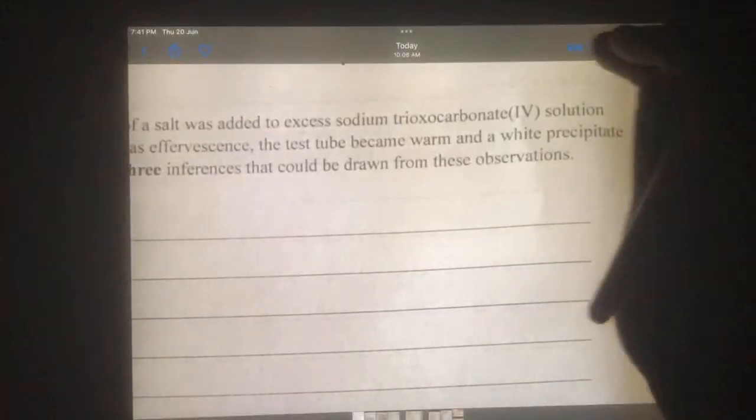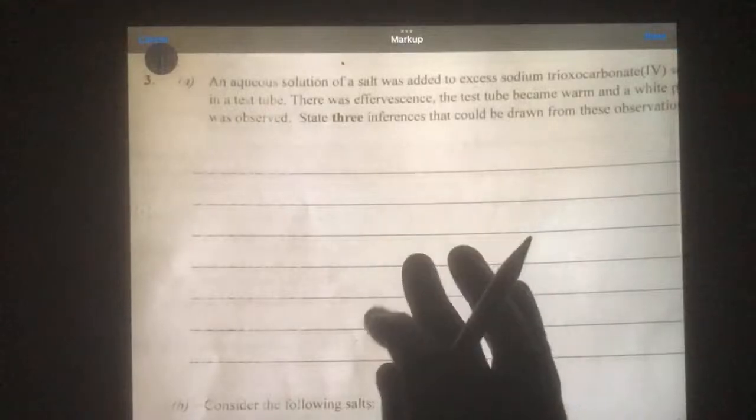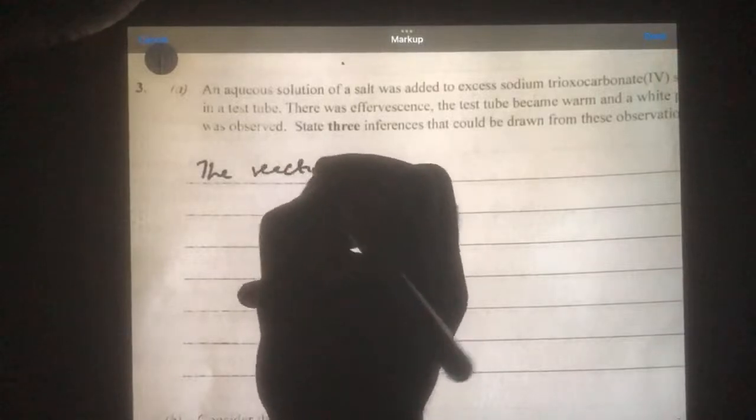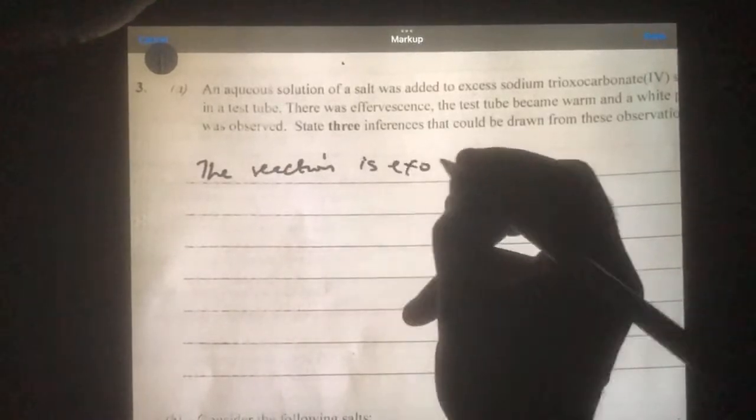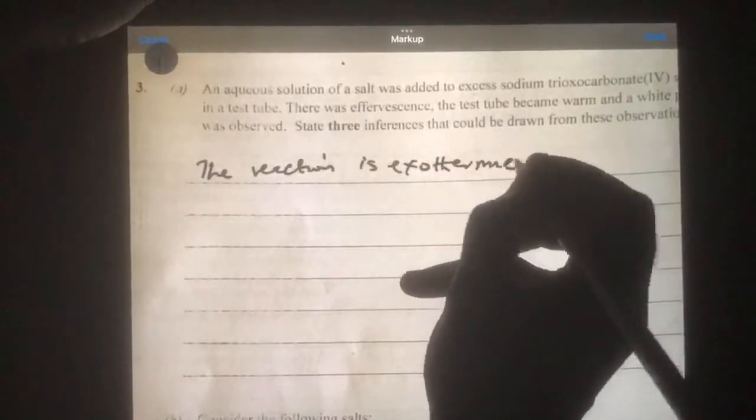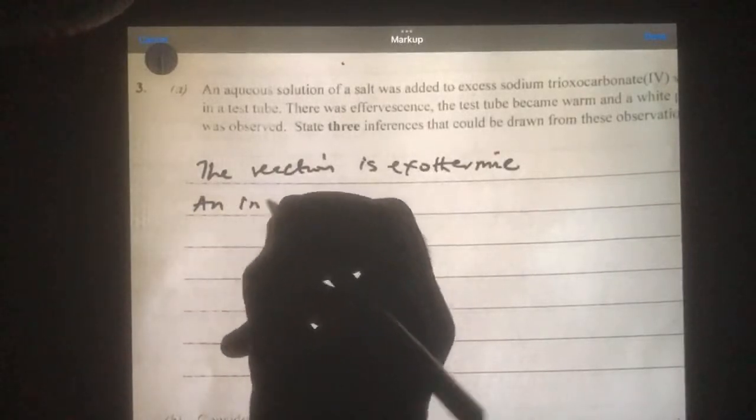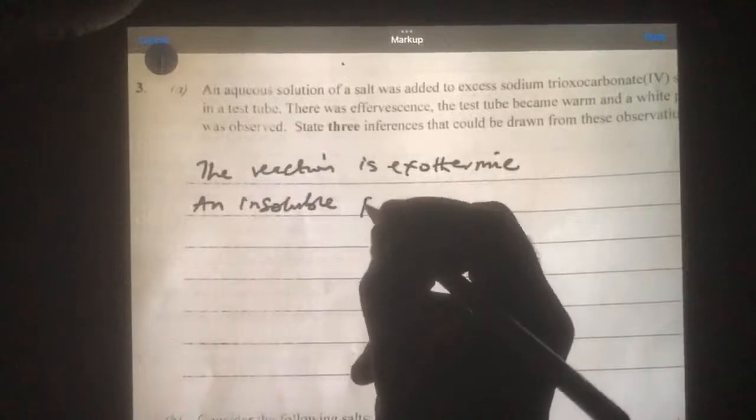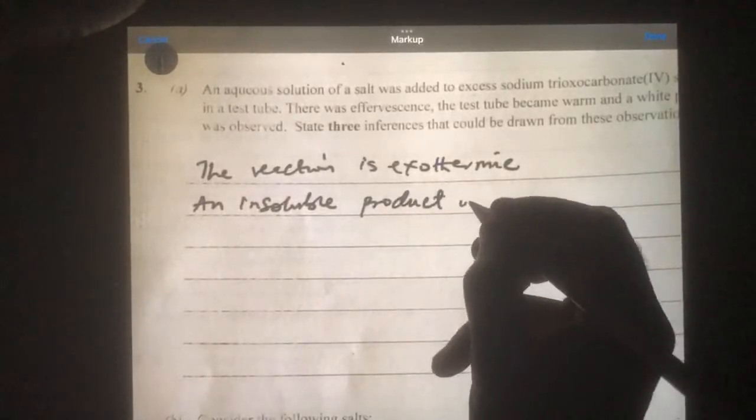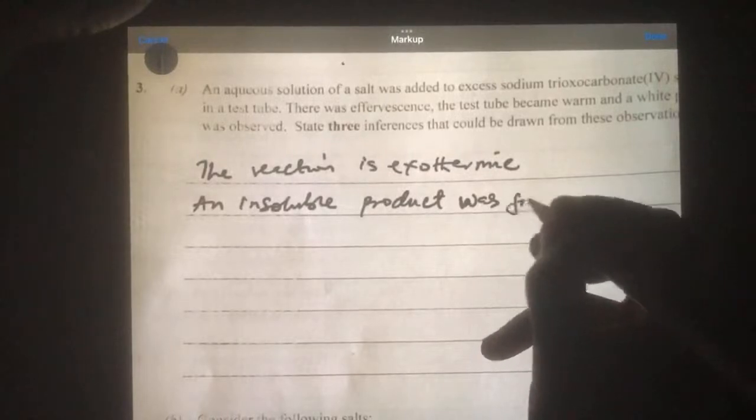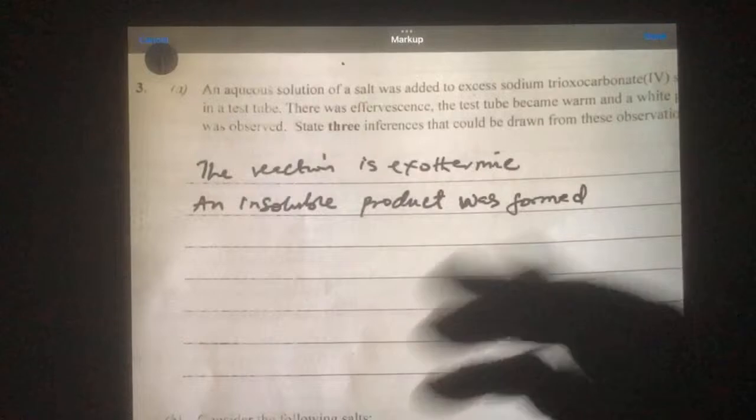So what are the conclusions we are drawing? First of all, they have mentioned that the thing became warm. So at least the observation is that the reaction is exothermic. Number one, the reaction is exothermic. And again, they mentioned precipitate formed. An insoluble product was formed. A solution was added. So since they say was, you continue reporting was. Or you say a double decomposition occurred invariably.